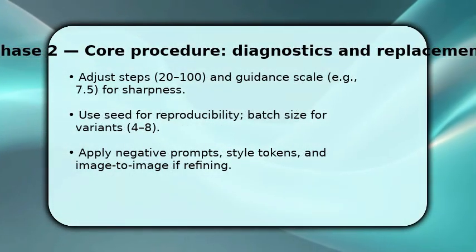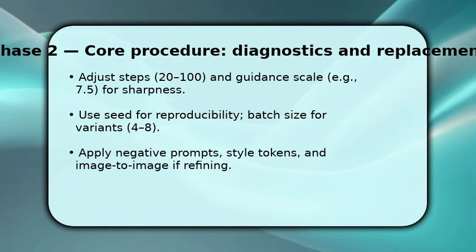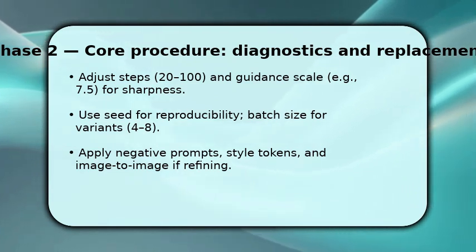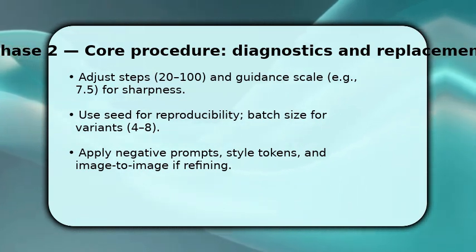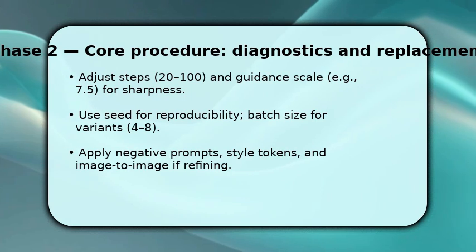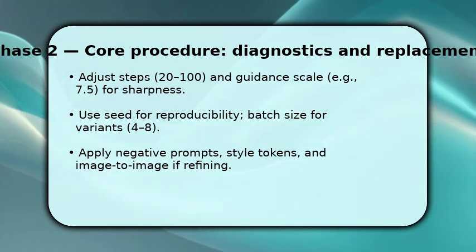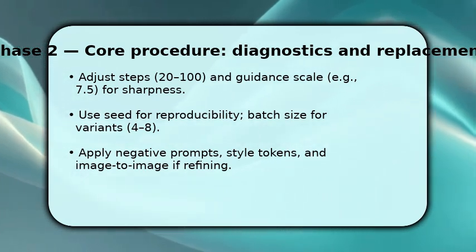You now tune the middle parameters. Increase sampling steps to 2100 for detail and set guidance scale around 7.5 to balance creativity versus prompt fidelity. Once set, use a seed to reproduce results and set batch size to 4.8 to generate variants fast.